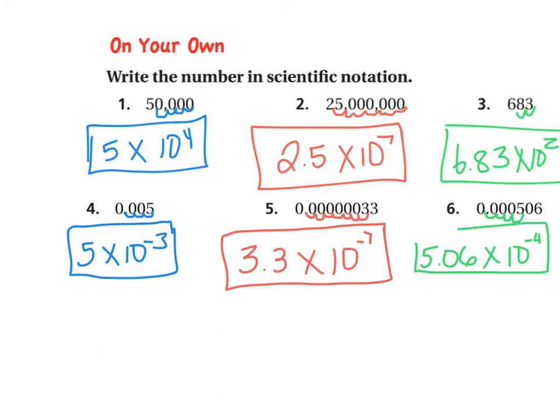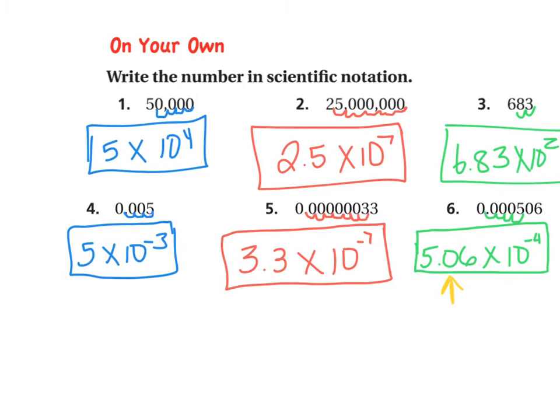So if you're writing it and you have a number that has a 0 between 2 numbers, you do have to write that number as well. It's just if you have zeros before or after that, you knock them out.